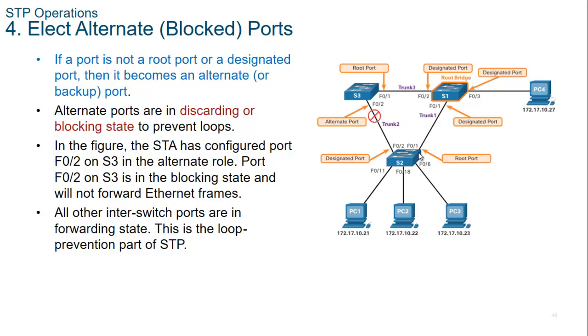So alternate ports are in discarding or blocking states. And this is done to prevent loops. If you remember from the previous video, if we don't shut down this redundant path, the possibility of broadcast storms, of loops happening is very high.